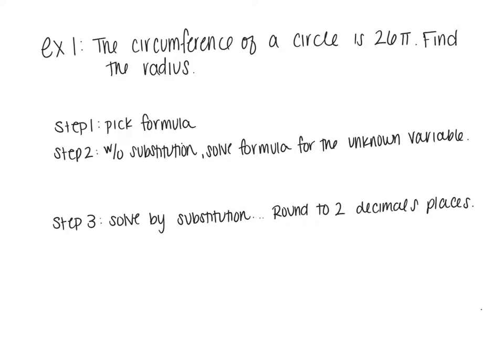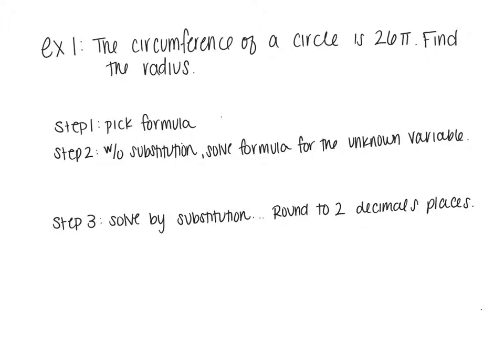So in this video, we're going to be substituting in different numbers in place of formulas and then solving for different variables. So first example says the circumference of a circle is 26 pi, find the radius. So the first thing Hawkes is going to ask you to do is pick the formula. So it'll be a multiple choice.